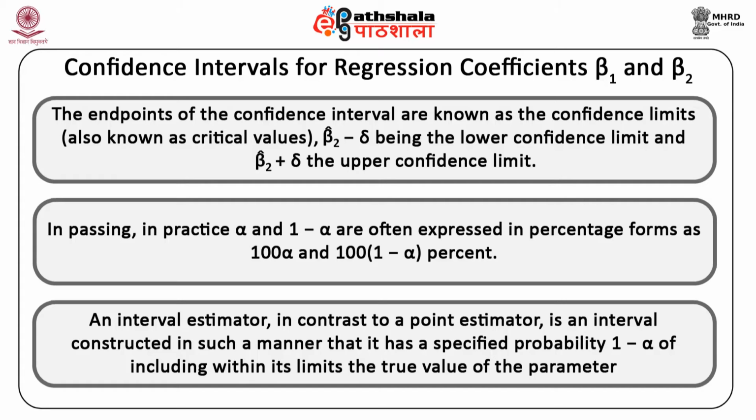Slide 9. If alpha is equal to 0.05 or 5%, we would read it as: the probability that the random interval shown there includes the true beta 2 is 0.95 or 95%. The interval estimator thus gives a range of values within which the true beta 2 may lie.